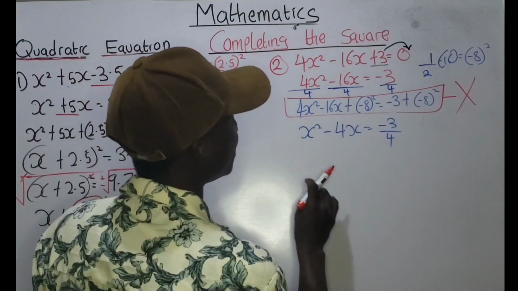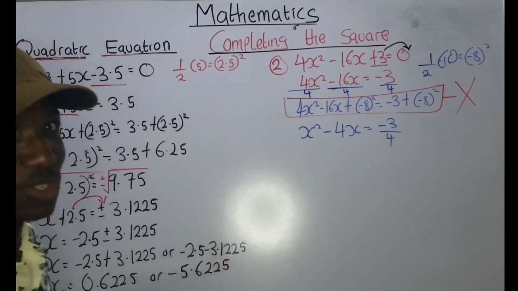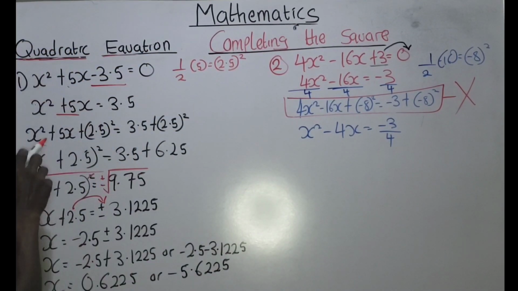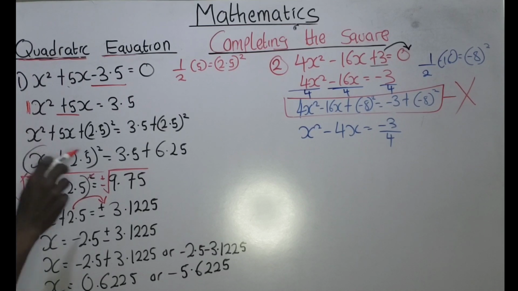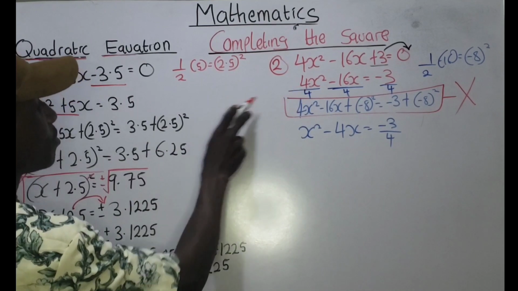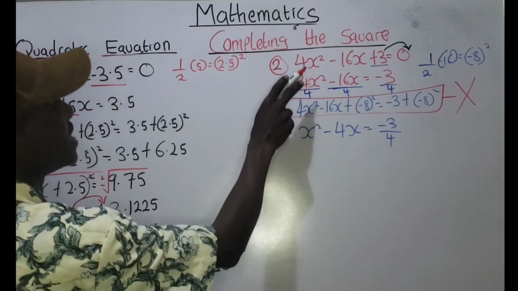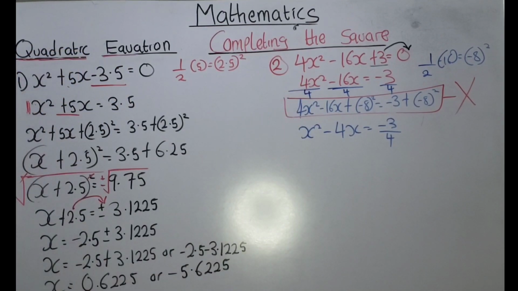Now we can now take the half of the second term. You understand? The reason why we didn't perform the same operation in the first question is because the coefficient of x squared is already 1. So there is no need for dividing all through by the coefficient of x squared. But because the coefficient of x squared in this quadratic equation is 4, we have to divide all through by 4. Do you understand now?